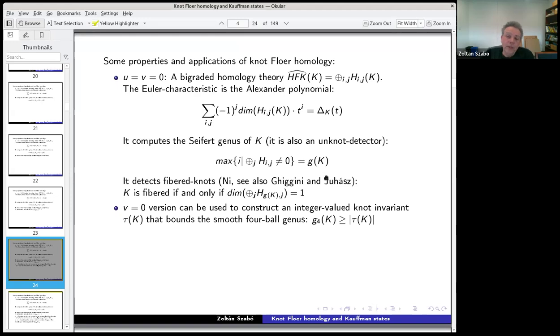And so, I mean, there are more questions about this invariant. For example, what is the relationship with the fundamental group of the knot complement, and more generally, what kind of geometric information does it contain?